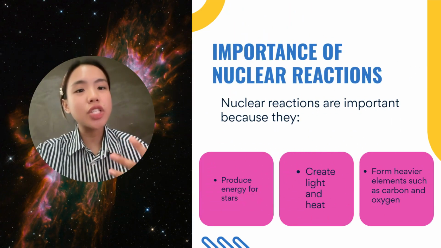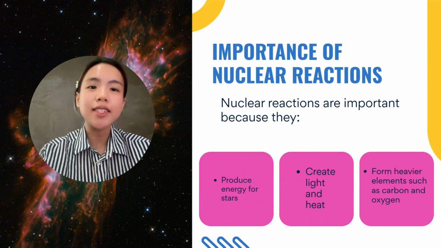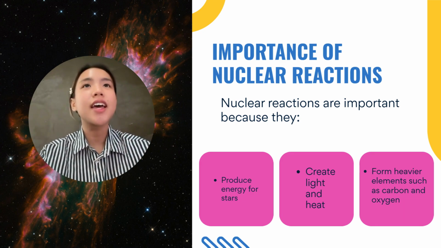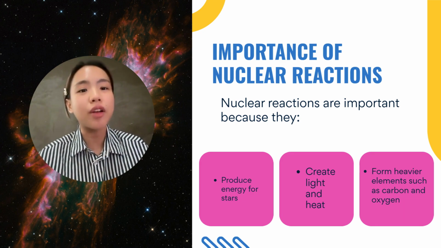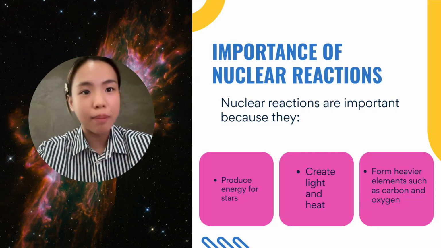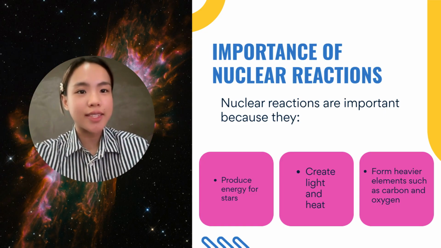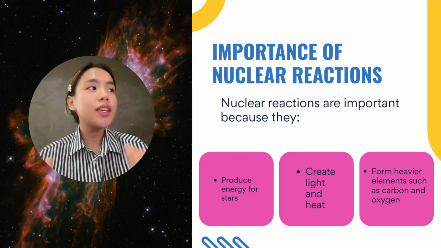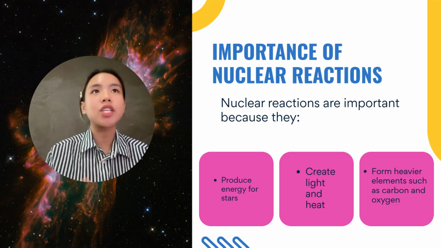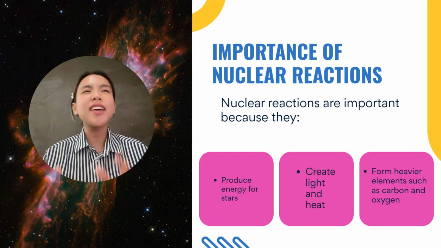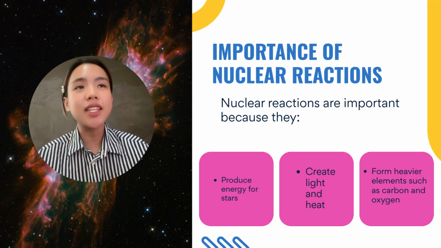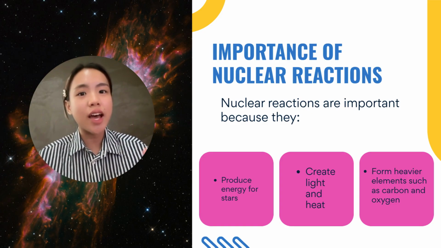Now, nuclear reactions in stars are important because they produce energy for stars, as stars have massive gravity that they need to overcome. Next, the reactions create light and heat to sustain the planetary system. And lastly, these reactions form heavier elements such as carbon and oxygen, and as the original factory, this condition does not exist anywhere else other than the stars.